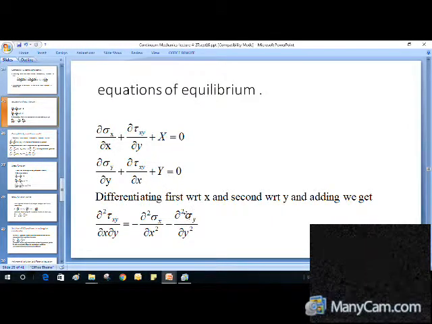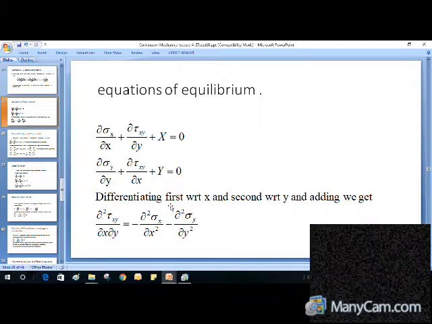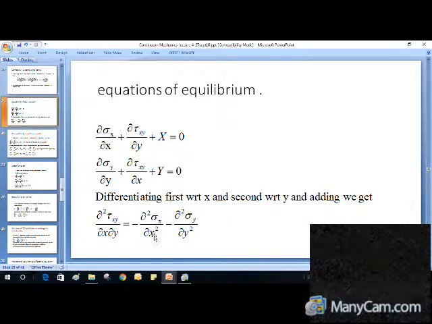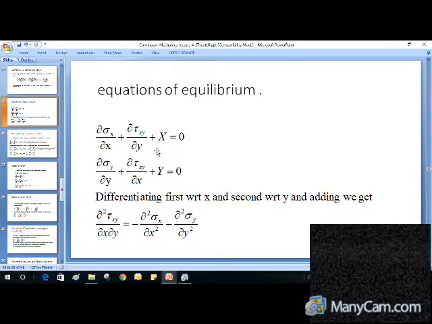and add the two. So I am now getting this left hand side involving del 2 sigma x by del x square, del 2 sigma y by del y square, and if we say that X and Y are the forces which are applied over here.